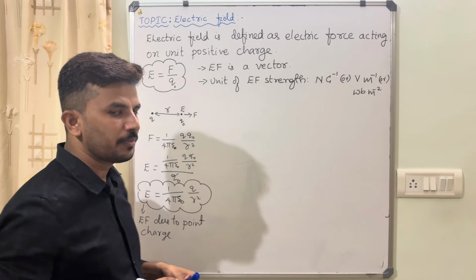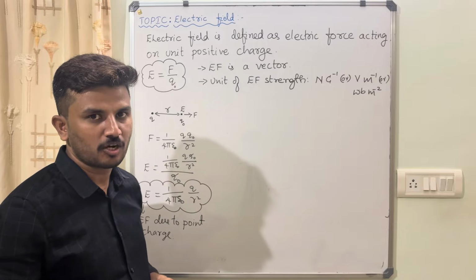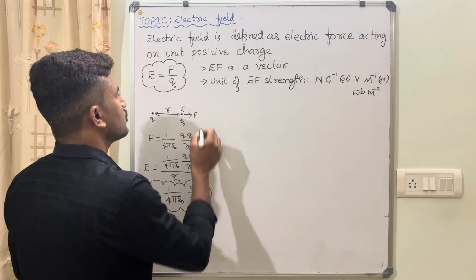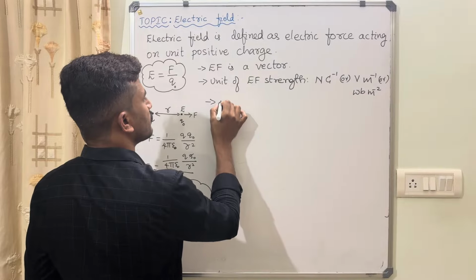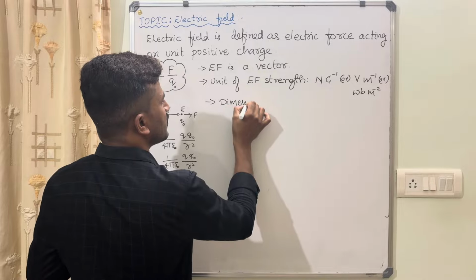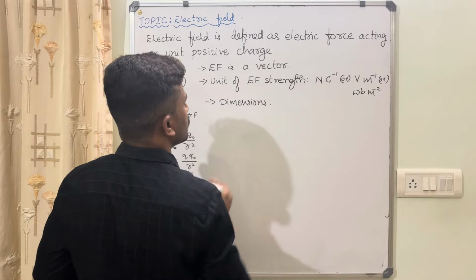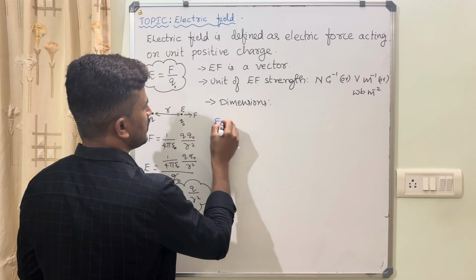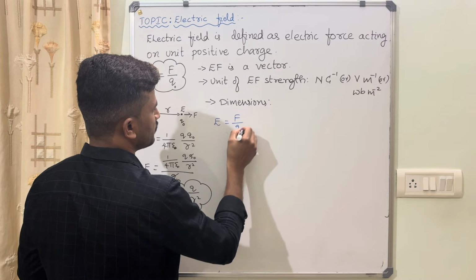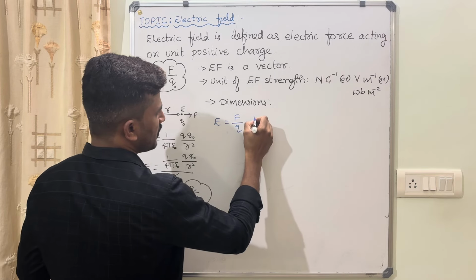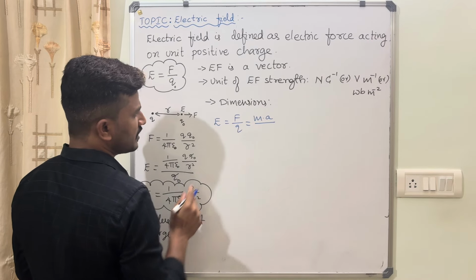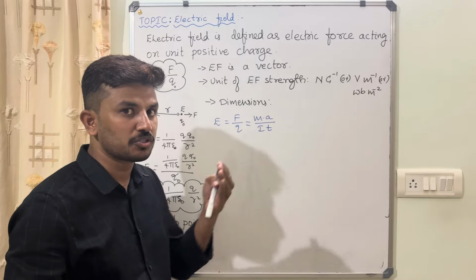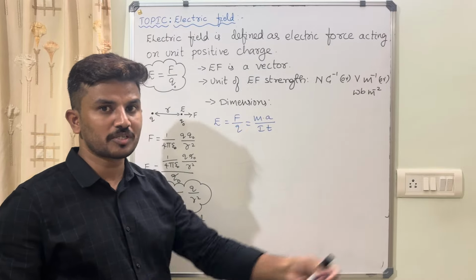Now, for competitive examinations like KCET and COMEDK, the dimensions of electric field is very, very important. So let me derive the dimensions of electric field. If I want to write the dimensions of electric field, I will write the units of electric field. So let us take E is equal to F divided by Q. Force is given by mass into acceleration, divided by charge, which is given by current into time. Yes or no? Because current is equal to charge by time, charge is equal to current into time.